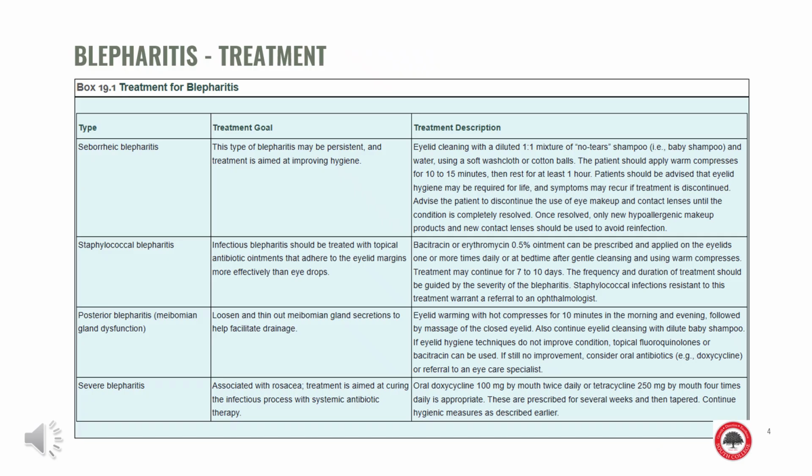In your textbook in box 19.1, there's the comparisons of the different types of blepharitis. Be sure to read this over and familiarize yourself with those treatments. And please note that eyelid cleaning and compresses are for both seborrheic blepharitis and posterior blepharitis. And for staphylococcal and severe blepharitis, antibiotic drops or oral tablets are indicated.